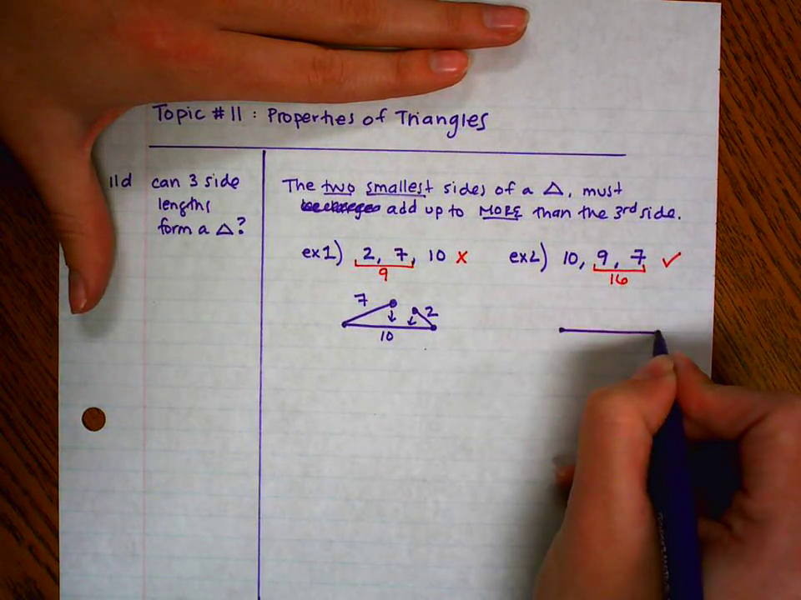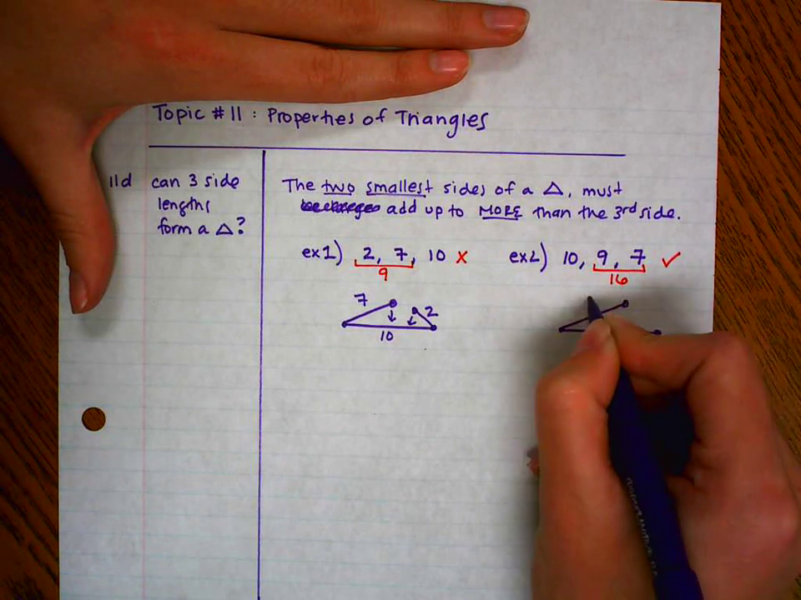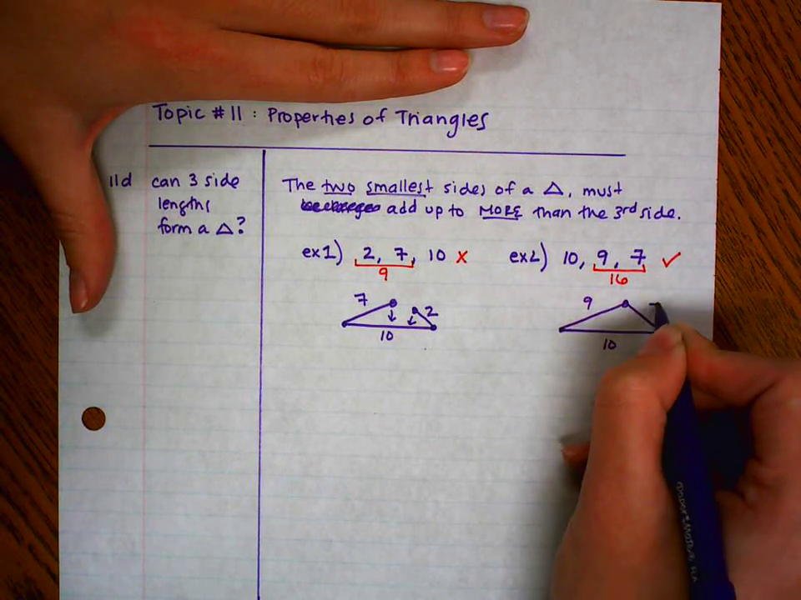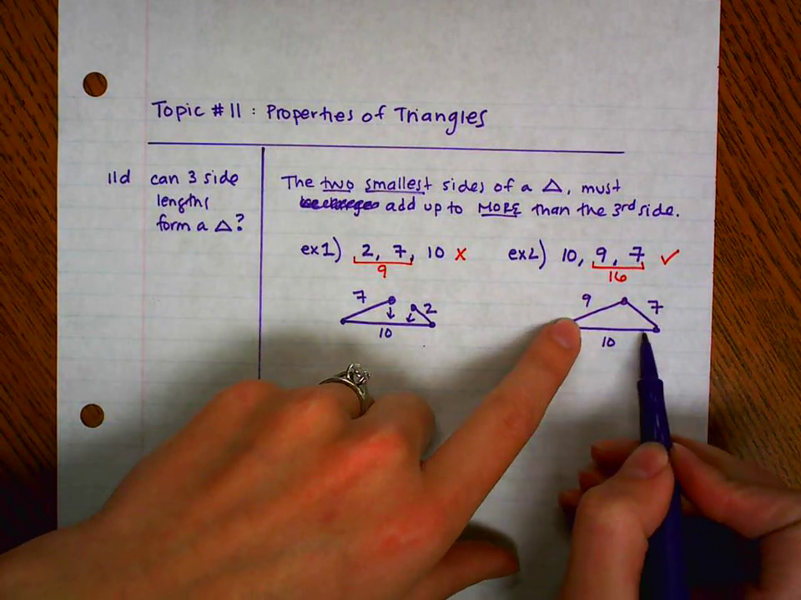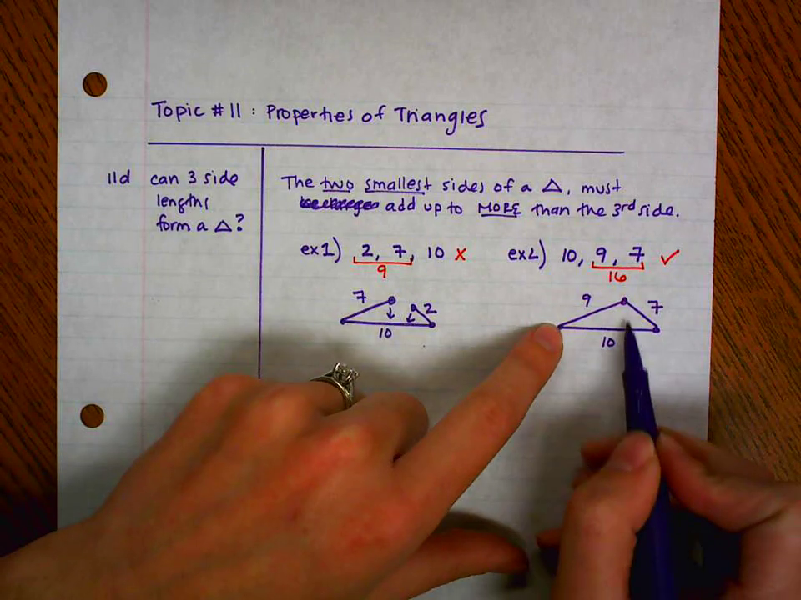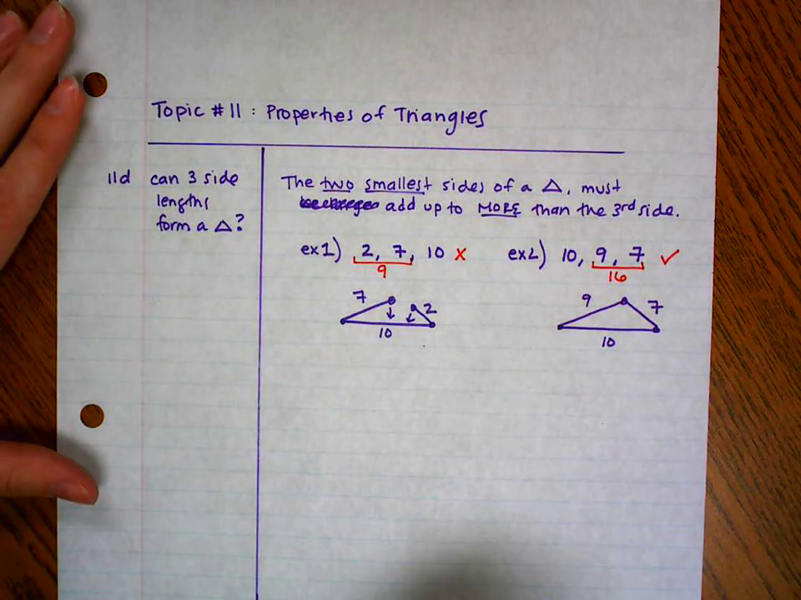Here's my longest side, 10. Here's 9, it's almost as long as 10. Here's 7. You'll notice together, because they add up to more than 10, they're going to have to meet. They might have to bulge out a ways, but they are going to form the sides of a triangle. Okay, so let's do our next section.